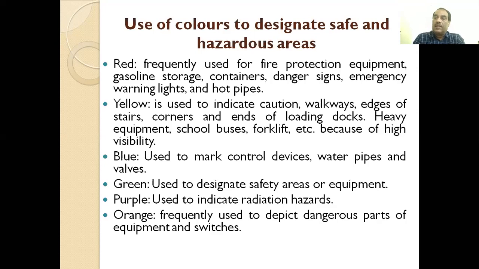Then green color. Green is used to designate safety areas of equipment. Green is the color of safety. In railways, it is widely used. You know, green color means go ahead. Purple is used to indicate radiation hazards. When there are places which can create radiation hazards, in X-ray rooms, you will find that there is purple color. Orange is frequently used to depict dangerous parts of the equipment and switches. So these are the uses of colors to designate safe and hazardous areas.